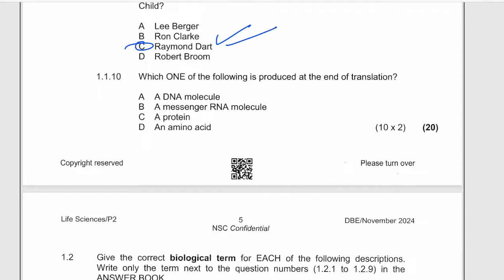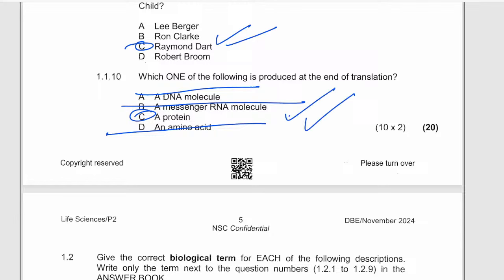All right, which one of the following is produced at the end of translation? I said it. What is translation? Translation is the formation of the polypeptide chain. But if the amino acids are more than 50, therefore it becomes a protein. And then transcription, what did I say? Transcription is the formation of the messenger RNA. Translation is the formation of the polypeptide chain. So in this case, polypeptide chain, if it's more than 50 amino acids, therefore it becomes a protein. So if I see a protein or a polypeptide chain, I go with that answer. So A out, B out, C correct, D out, meaning that C becomes the most correct answer.